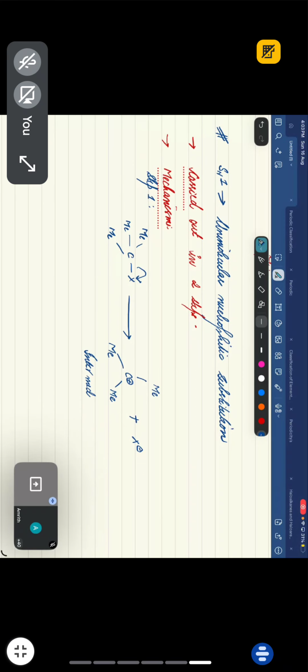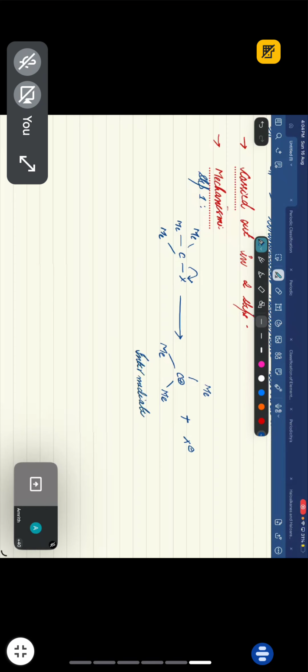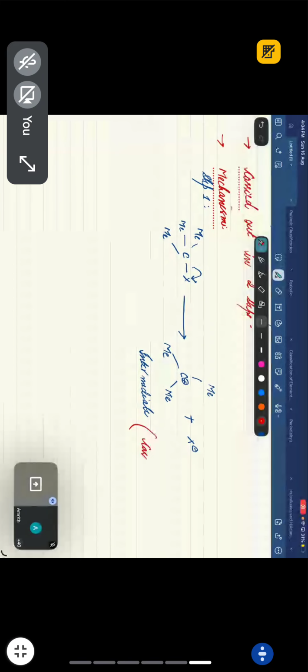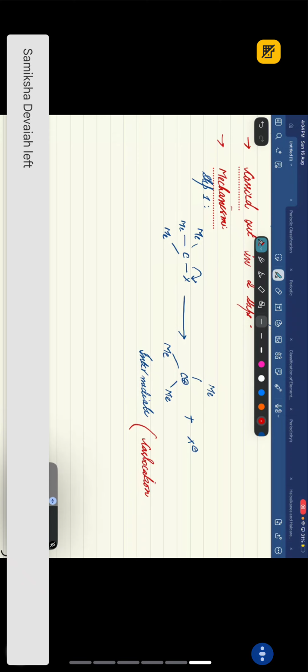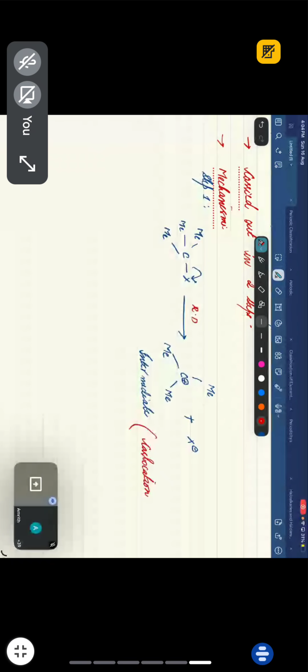Do we know the difference between a transition state and an intermediate? An intermediate can actually exist and you can isolate it. A transition state, on the other hand, does not exist. That is the difference. Now, what sort of an intermediate is this? Can I say, correct, it is a carbocation. What is a carbocation? A positive charge on the carbon is what we call a carbocation. C plus. Any doubts? Now, this is also my RDS.